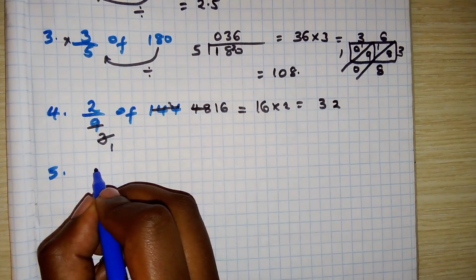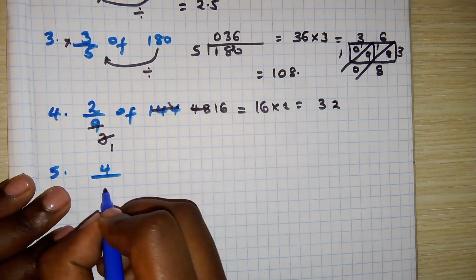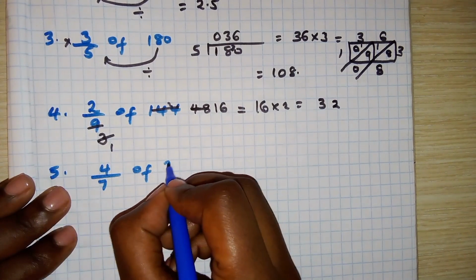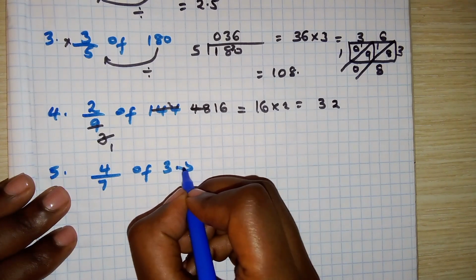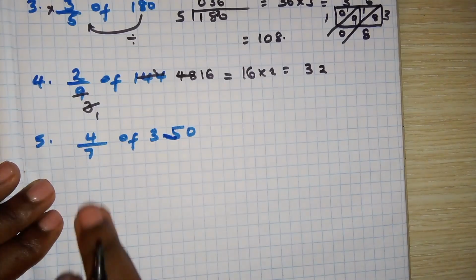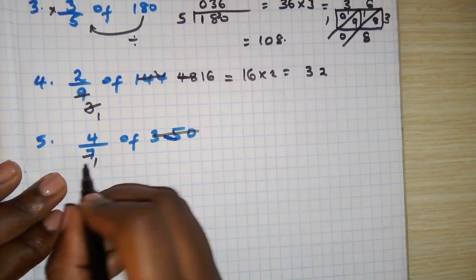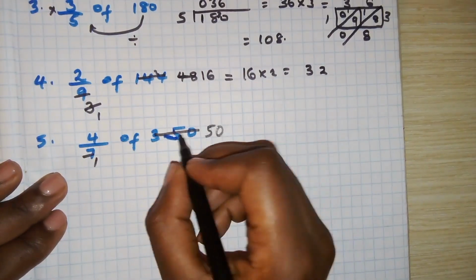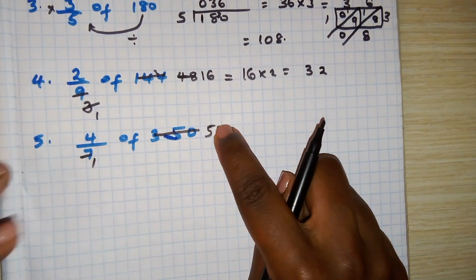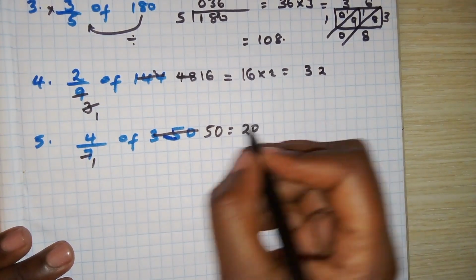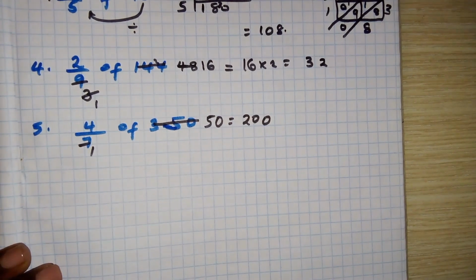Number 5, we have maybe something like 4/7 of 3 point. No, we want whole numbers, so let me make it 350. So we're dividing these two. So 7 goes into 350, 7 goes into 35, 5 times, and the 0, 50 times 4. So when you have such a number, cover the 0. So 4 times 5 is 20, and then add the 0. So it becomes 200.